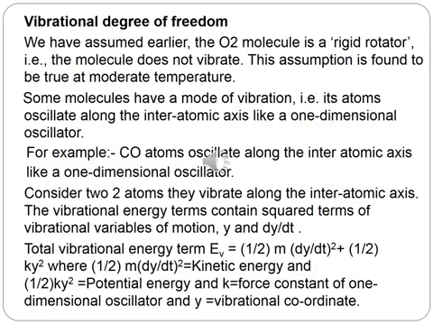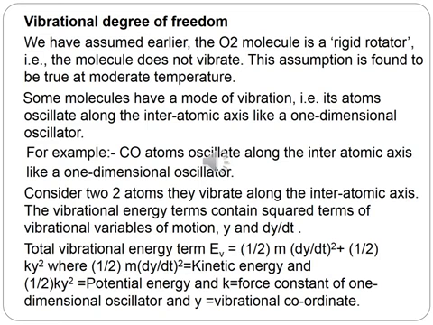Next, I am going to discuss vibrational degree of freedom. Earlier, we assumed the oxygen molecule is a rigid rotator because it does not vibrate. This assumption is found to be true at moderate temperature. You know, oxygen is a diatomic molecule. But the assumption that all diatomic molecules are rigid rotators even at moderate temperature is not valid. At moderate temperature, the atoms in a carbon monoxide molecule oscillate along the interatomic axis like a one-dimensional oscillator. Consider two atoms, carbon and oxygen, in the carbon monoxide molecule. They vibrate along the interatomic axis.